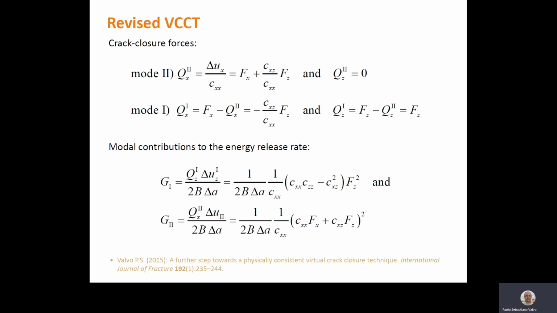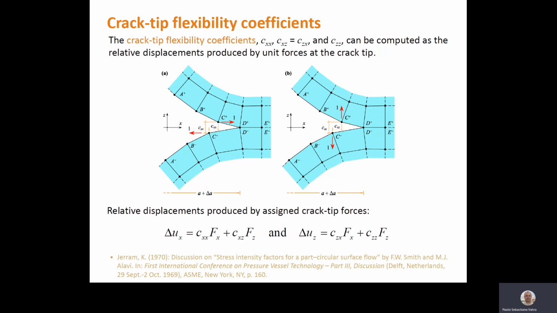The coefficients Cxx, Czz, etc., entering the expressions for G1 and G2 are flexibility coefficients. These can be calculated based on the finite element mesh with the extended crack by applying unit forces at the crack tip nodes in the x and z direction. And the flexibility coefficients simply correspond to the relative displacements in the x and z direction. Once we have computed the flexibility coefficients, we can calculate the relative displacements at the crack tip produced by any assigned crack tip force, thanks to linearity.